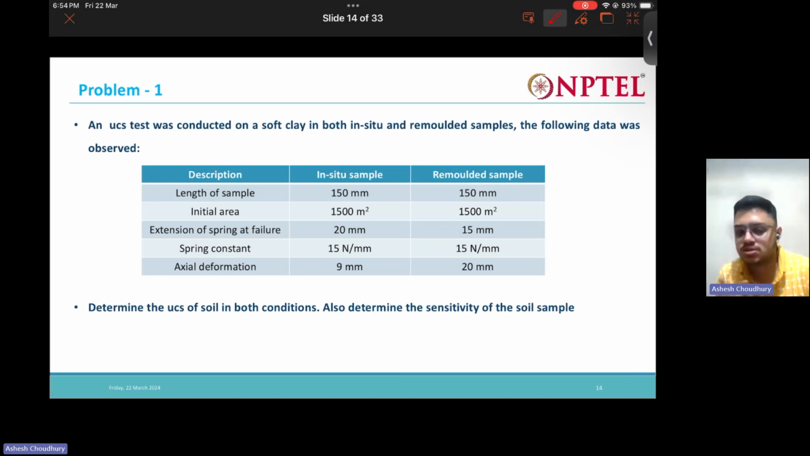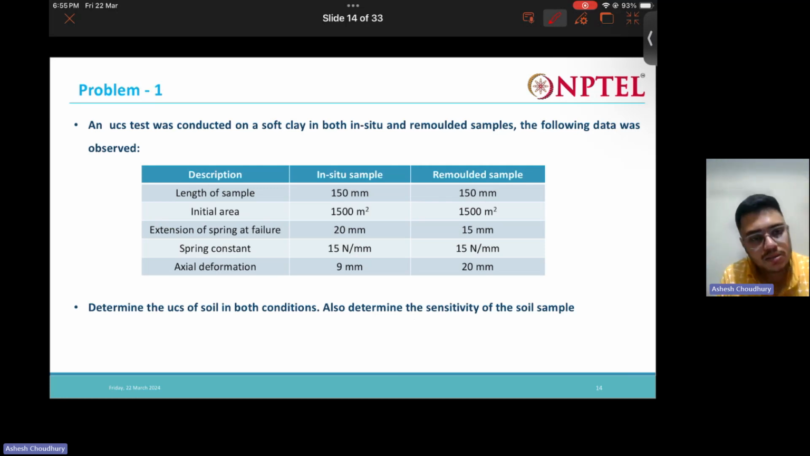So from there we get two sets of data: one set for the in situ sample, another for the remolded sample. Now we are to determine the UCS in both soil conditions, and also determine the sensitivity of the soil sample. So what is sensitivity? If you remember, it is nothing but the UCS of the undisturbed soil sample divided by the UCS of the remolded soil sample. That is the sensitivity. It determines how sensitive the soil is to remolding.